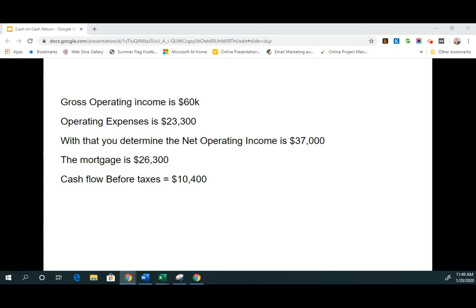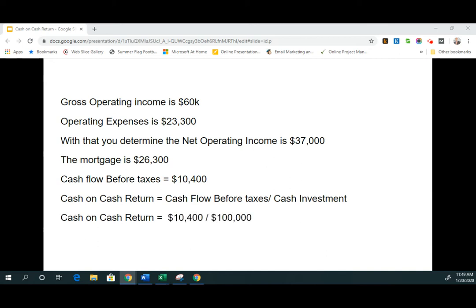And consider the formula that I showed previously. This is what we're going to do. So cash on cash return equals the cash flow before taxes divided by the cash investment. Now we take the $10,400 and we divide it by the $100,000 that we came up with, that we needed to close on the deal. And that is going to give us a percentage. 10.4 is the cash on cash return for this potential deal.